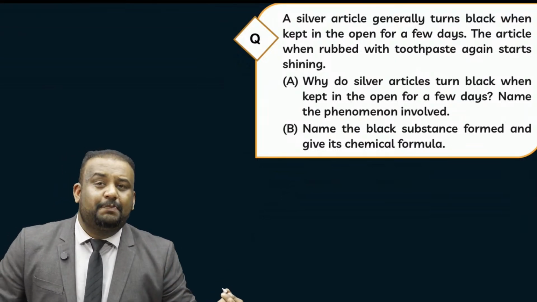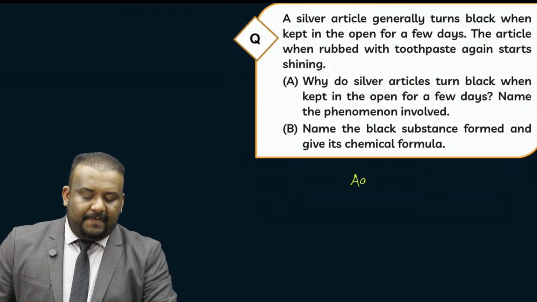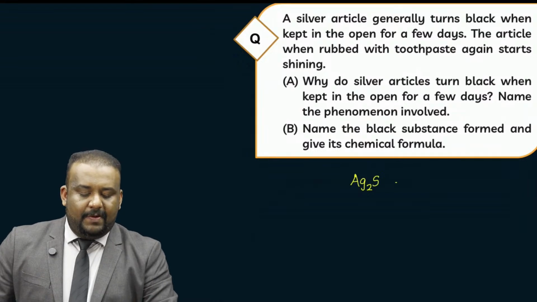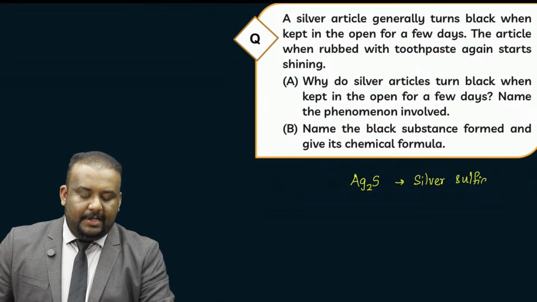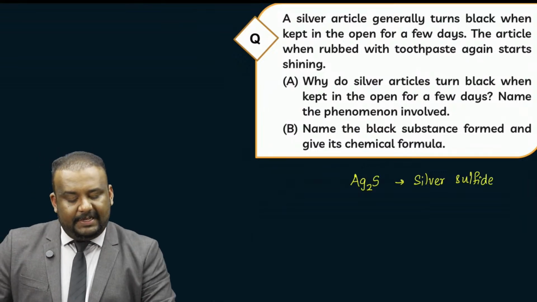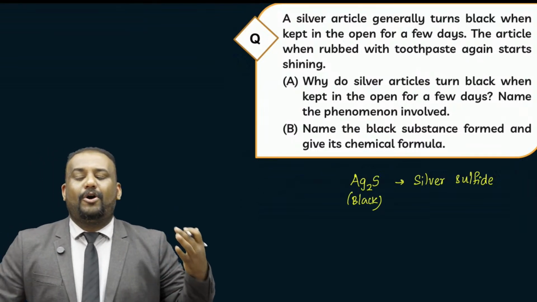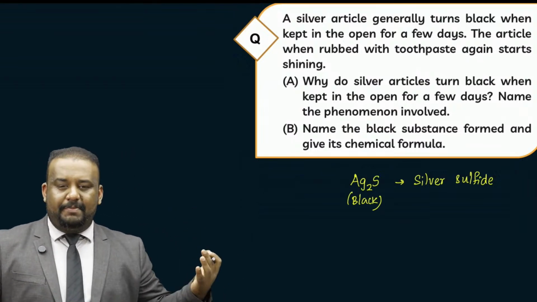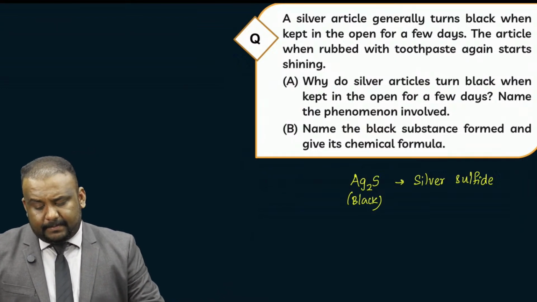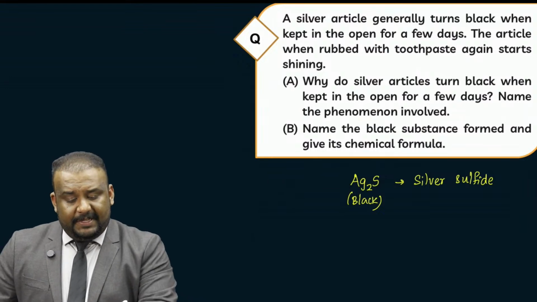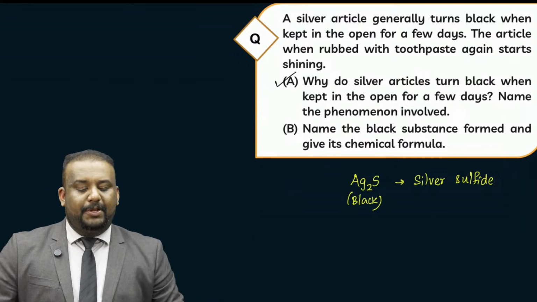You know that when silver is exposed to air which contains hydrogen sulfide, it results in formation of Ag2S. Ag2S is silver sulfide. Silver sulfide is black in color, and that's the reason why the silver ornaments turn black when you expose them into air that contains hydrogen sulfide. Is it clear to everyone? So the first part of the question asks, why do silver articles turn black when kept in open for a few days?